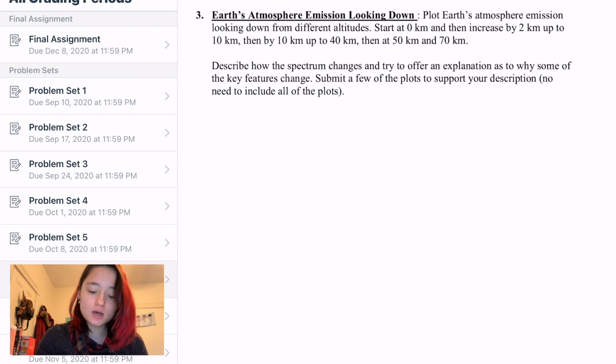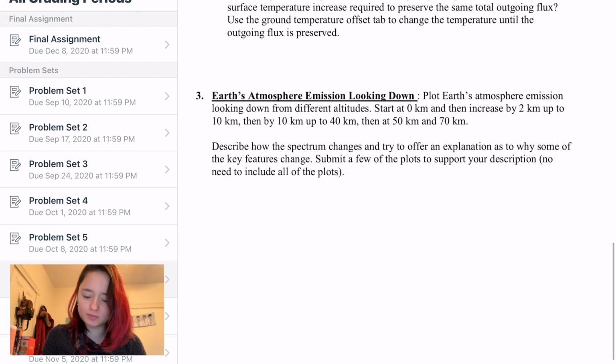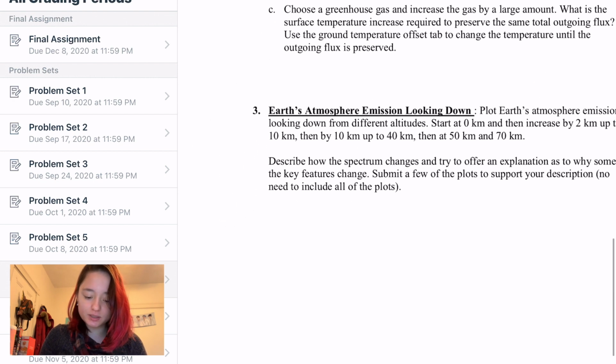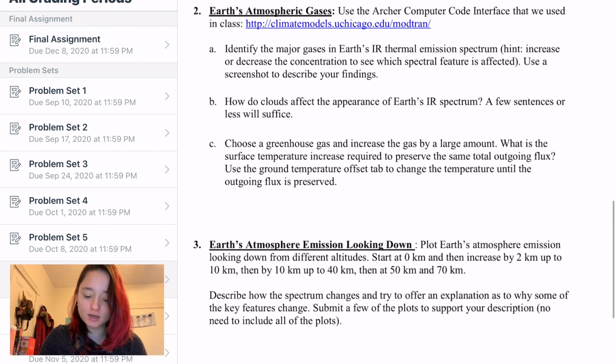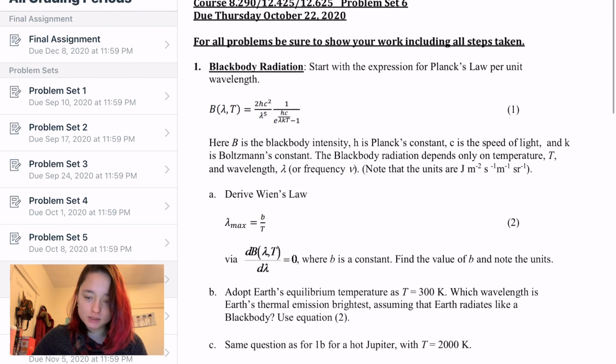And the third one, Earth's atmosphere emission looking down. Plot Earth's atmosphere emission looking down from different altitudes. Start at 0 kilometers and then increase by 2 kilometers up to 10 kilometers, and so on. So this is a question about atmospheres. In this class, we really addressed all different kinds of aspects of planetary science, including atmospheres and emission and radiation and things like that. So that's what this problem set was all about.